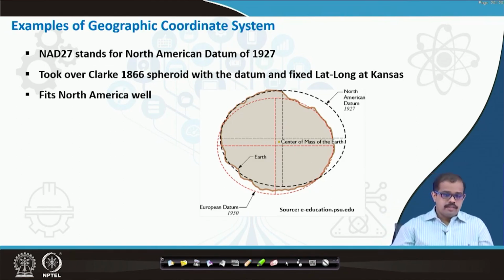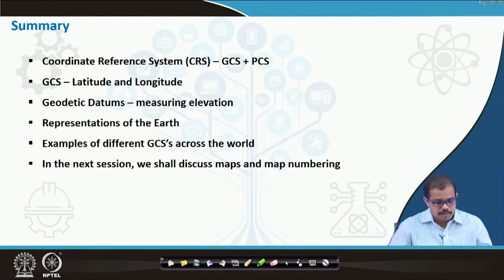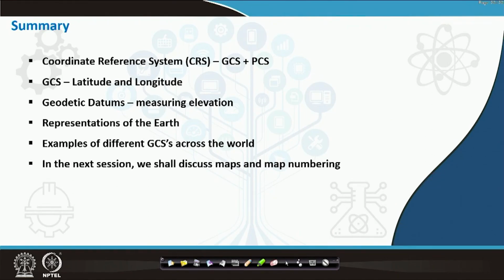Okay, so with this, now let me summarize today's class. When we look at the coordinate reference system, we have two types of referencing. One is geographic coordinate, another one is polar coordinate. Here we have latitude and longitude as the referencing system, but it may not be very useful in terms of measuring distances. Geodetic datums are used for measuring elevations on the Earth's surface. So please be careful. I hope everyone has understood what you mean by a datum and what you mean by a coordinate system.